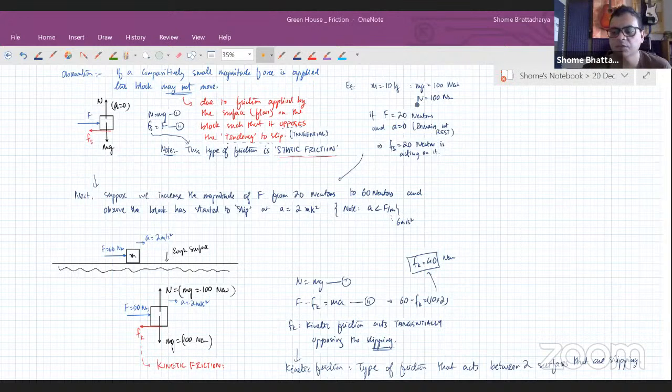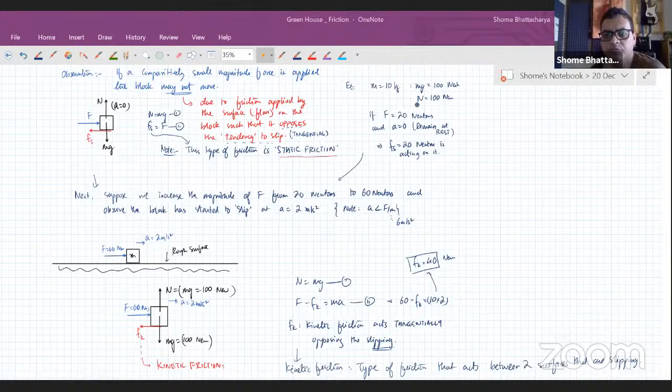Whereas in the previous example, the block was at rest with respect to the surface and the friction acting was balancing capital F of 20 newtons. That type of friction is called static friction, when it acts between two surfaces at rest and prevents the tendency of slipping. Whereas when the two surfaces are already slipping with respect to each other, the friction tries to oppose the slipping instead of preventing it. Without friction, the slipping would have happened at an acceleration of 6, but because of friction the acceleration is reduced to 2 meters per second square.